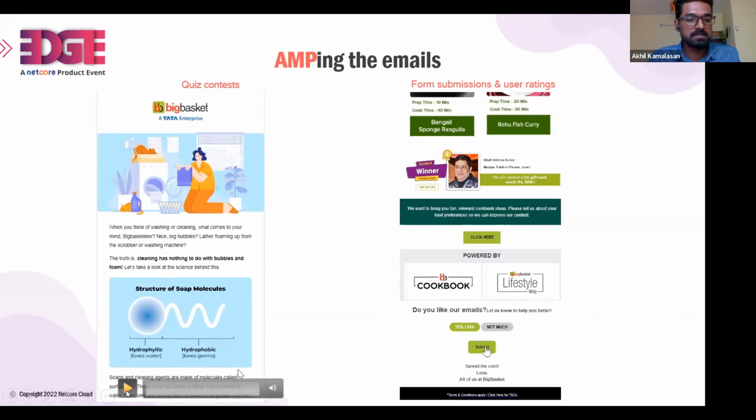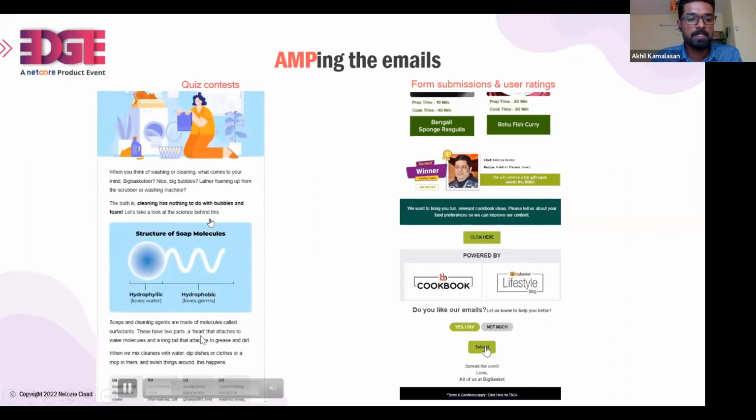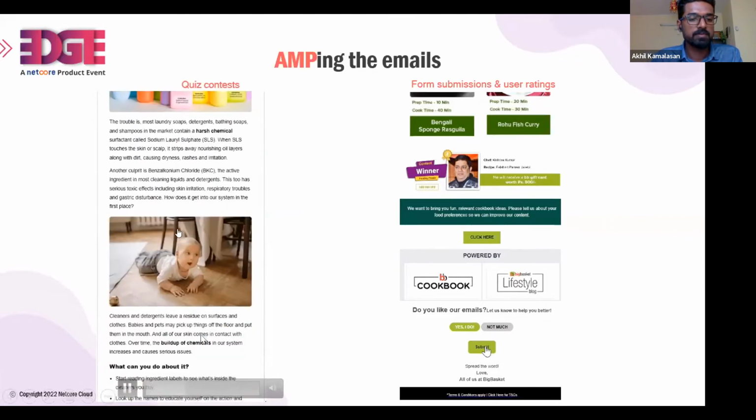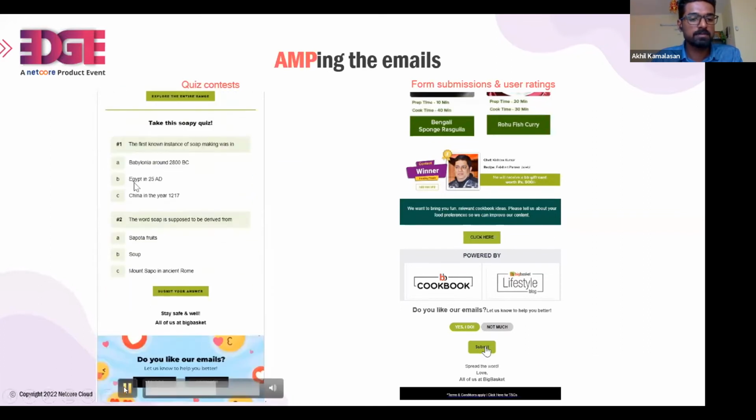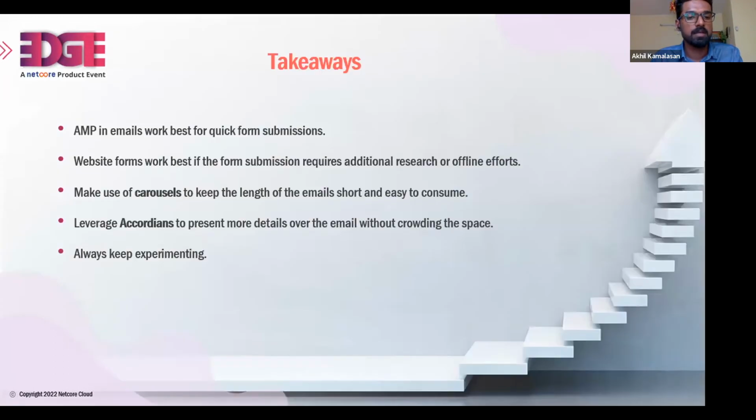I'll now move to the left emailer. This is a recent emailer that we did promoting our herbal cleaning range. Here we had a section which was a quiz. After you read through the emailer, you would know some of this, or you may even Google and find out. But for this quiz, again, we usually used to redirect them to a Google form. Instead, here we converted this into an AMP.